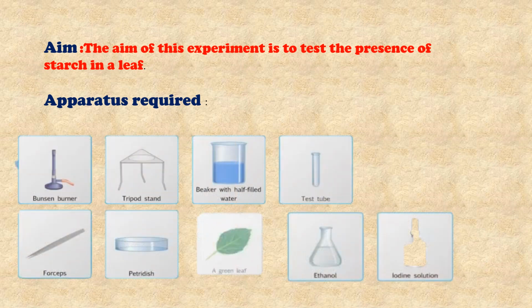Apparatus required: Bunsen burner, tripod stand, beaker half filled with water, test tube, forceps, petri dish, a green leaf, methylated spirit, iodine solution, and asbestos gauge.